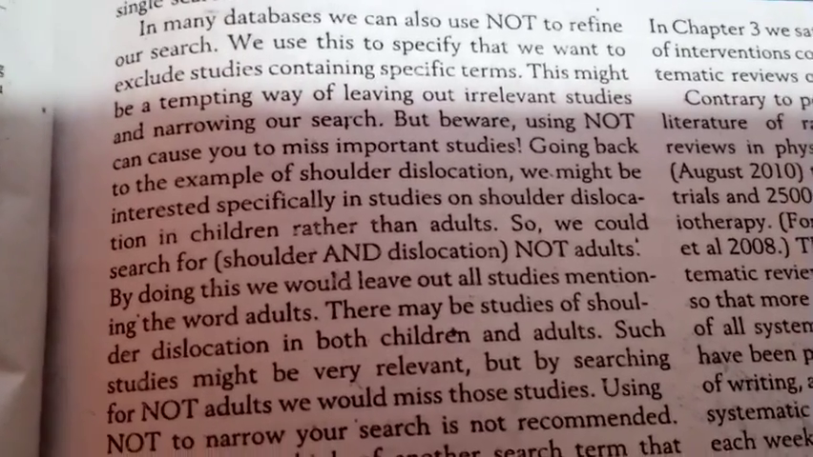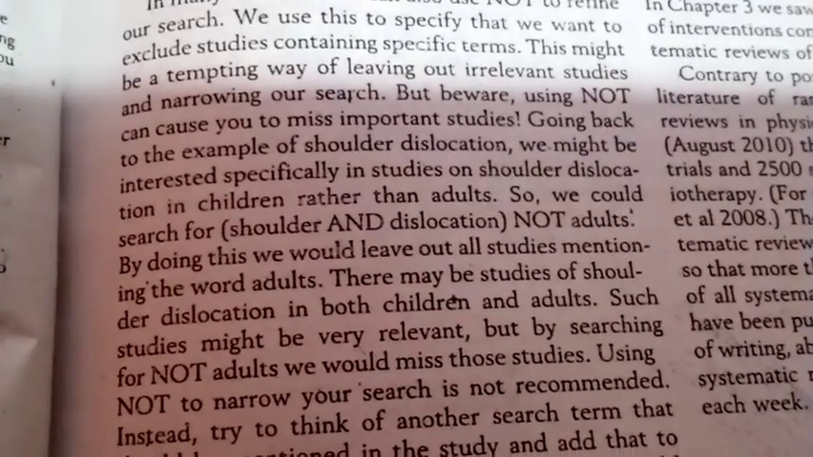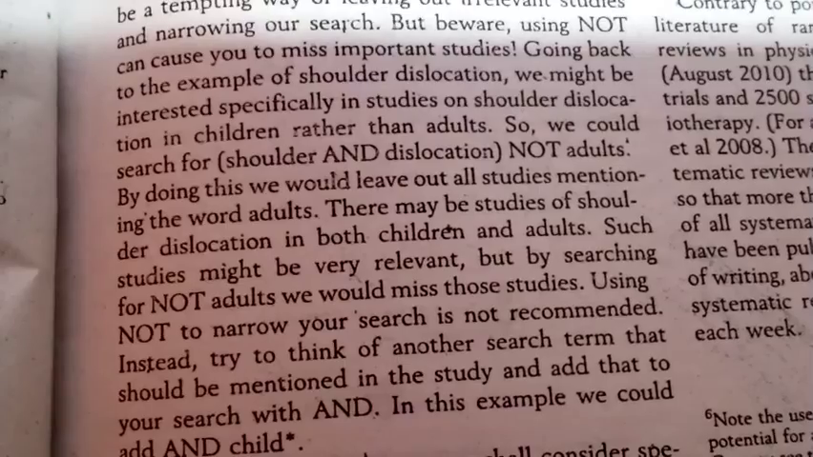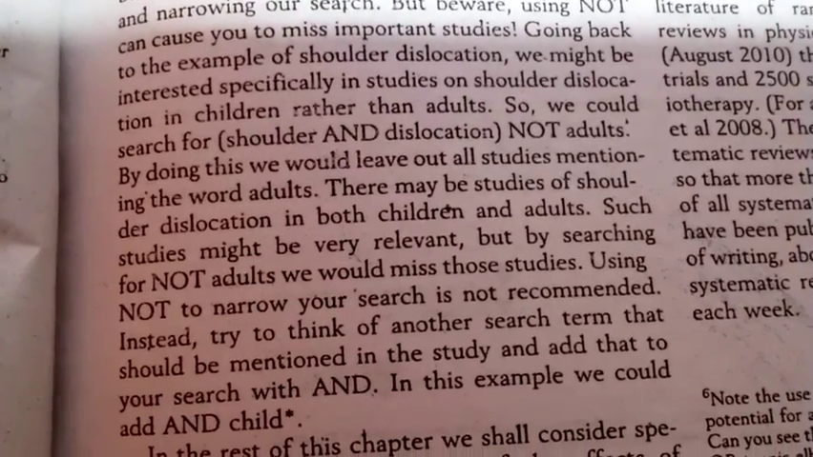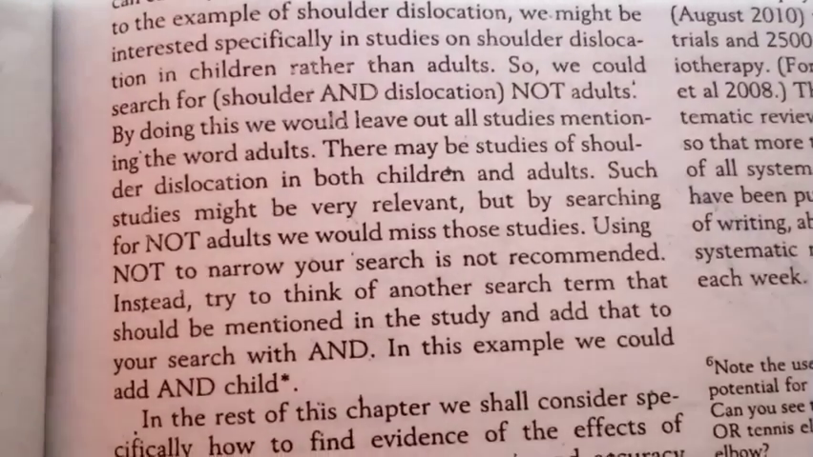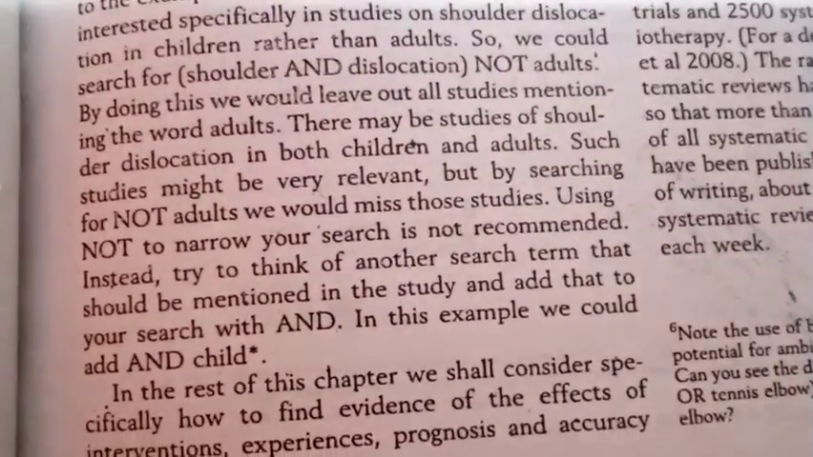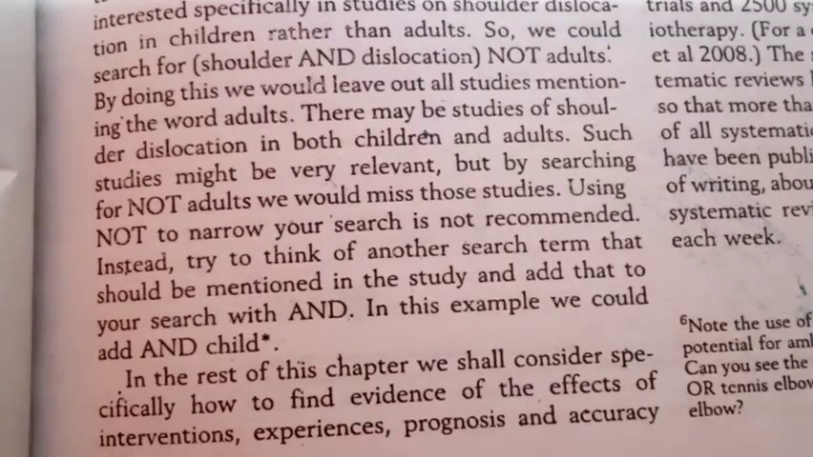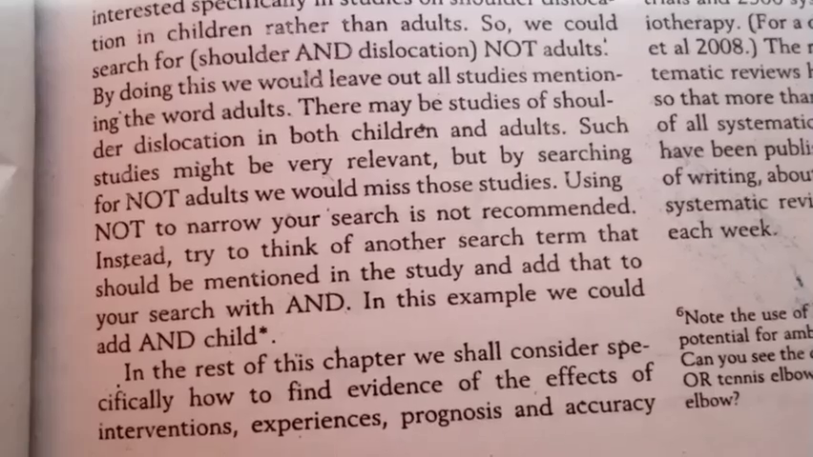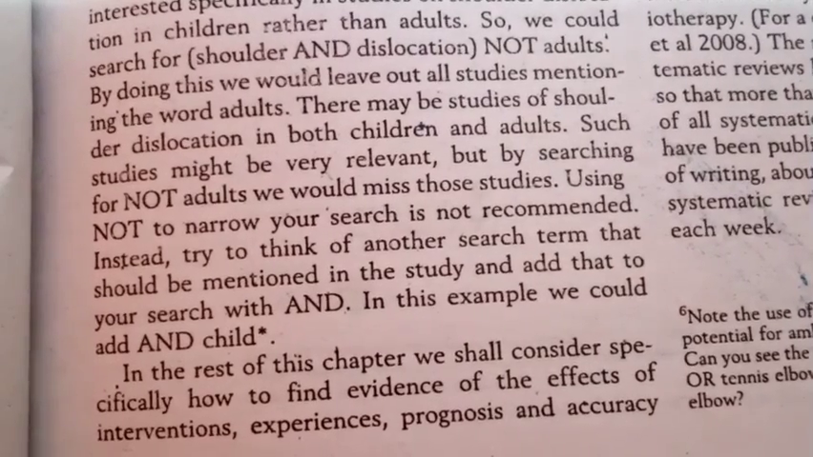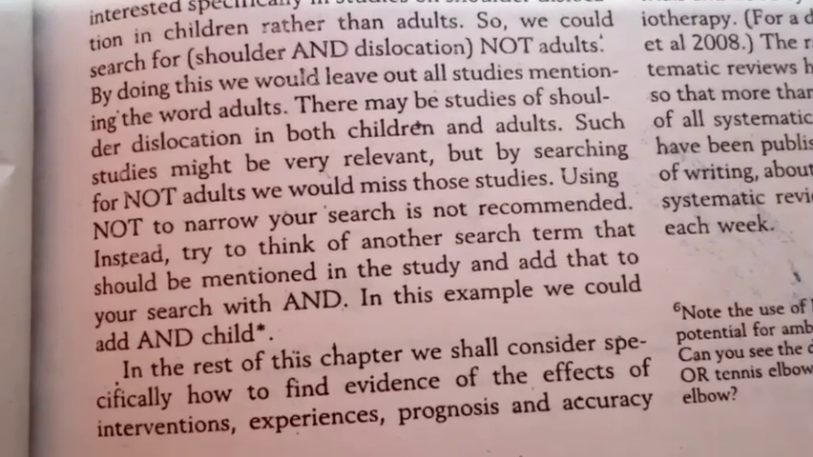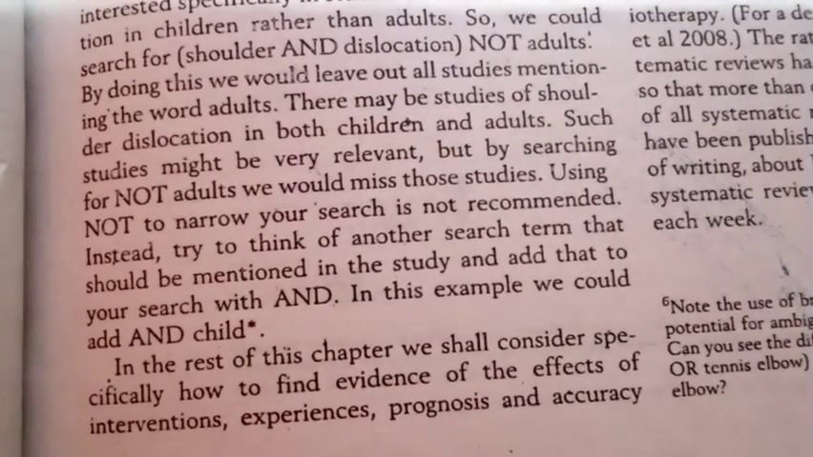Going back to the example of shoulder dislocation, we might be interested specifically in studies on shoulder dislocation in children rather than adults, so we could search for NOT adults. By doing this, we would leave out all studies mentioning the word adults. There may be studies of shoulder dislocation in both children and adults. Such studies might be very relevant, but by searching for NOT adults, we would miss those studies. Using NOT to narrow your search is not recommended.